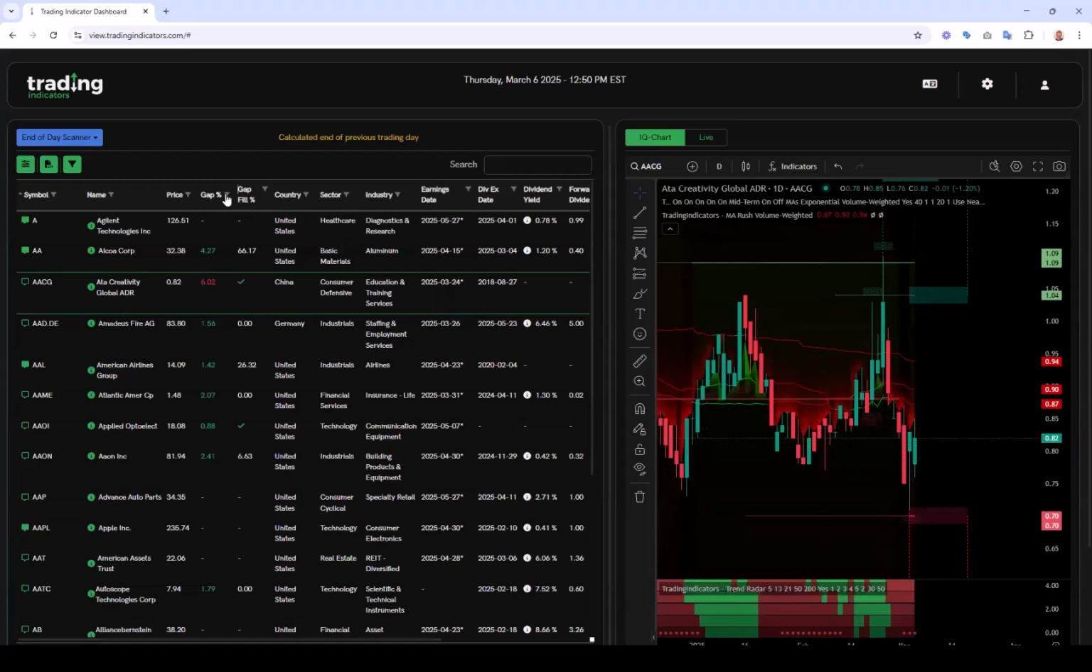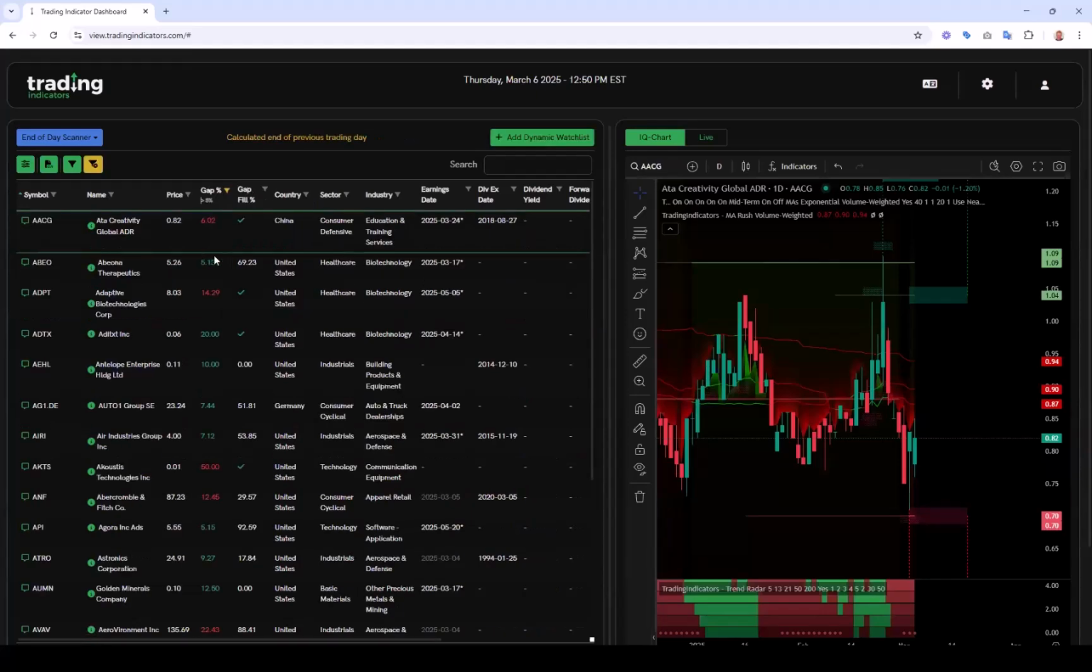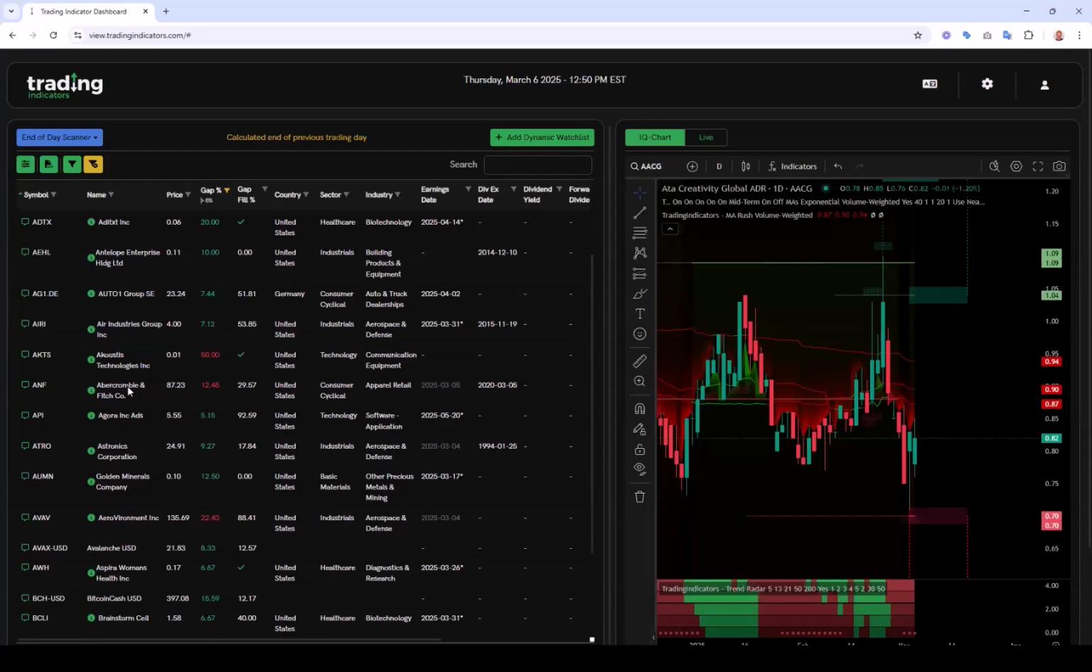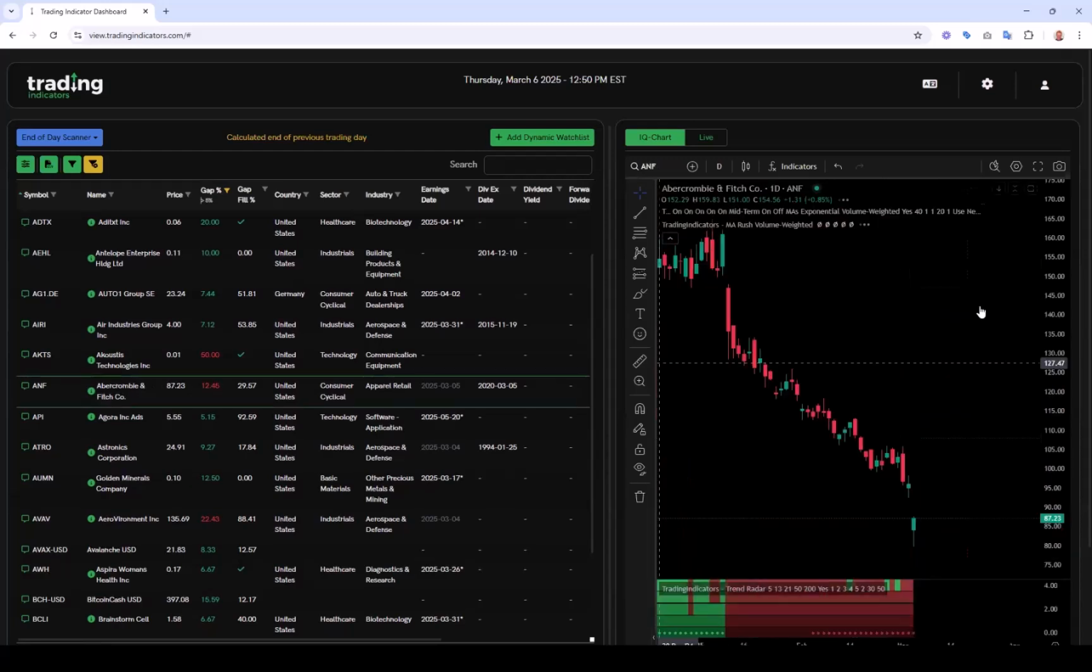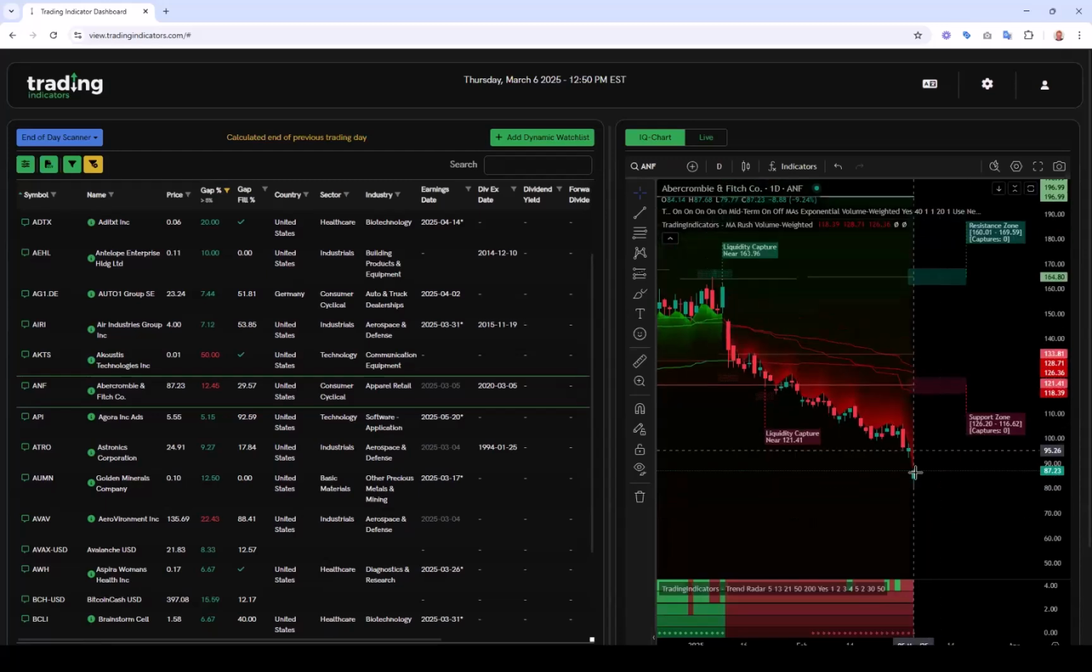And of course, you can also use filters. Maybe you only want to see stocks which gapped at least 5% up or down. And you can find really crazy examples like Abercrombie and Fitch gap down 12.45%. Wow, that's a lot. What happened here? ANF. Look at this. Big gap down. So you can find these stocks which had these gaps.